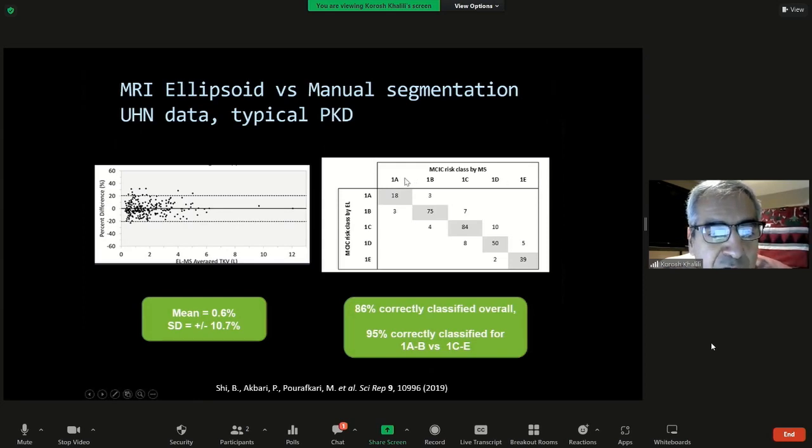So class 1 disease, and so they're divided into 5 different classes from A to E, and D and E being more severe disease. And so MR ellipsoid, using the ellipsoid formula, 86% of the time the correct class is identified, and 95% of the time the ellipsoid formula is able to distinguish milder disease from the more severe disease. So 1A and B versus 1C to E.